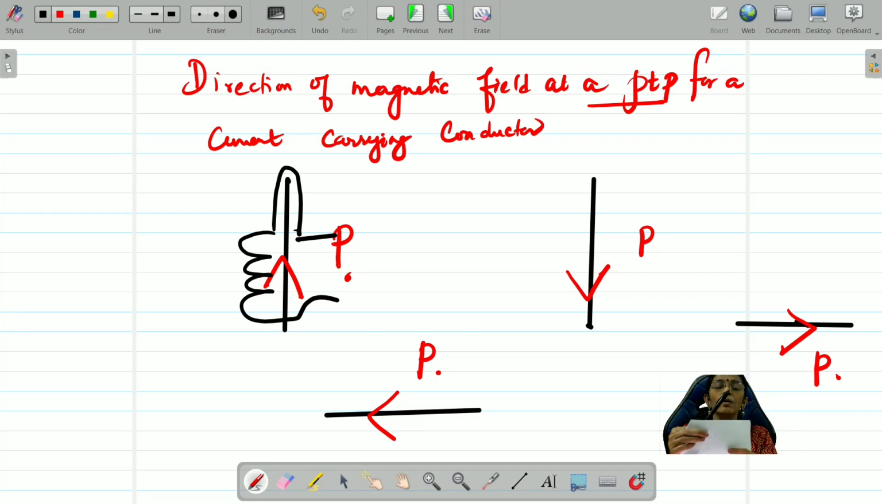Now I'm taking it. This is the current direction, current carrying conductor. Towards the left of the conductor, look at my fingers. Is it coming outside the paper? Out towards the paper, that means in front of the paper, outwards. Yes, it is coming outward. Therefore, I should put a dot.